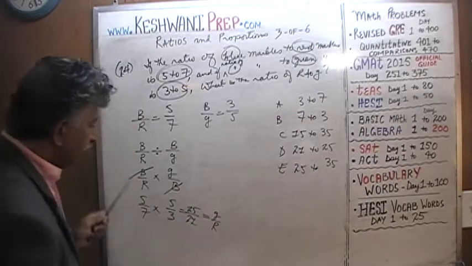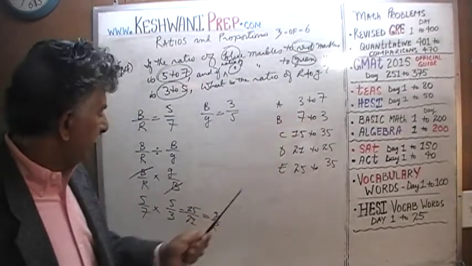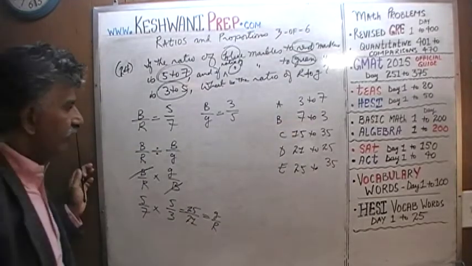So this is green to red. We're not interested in green to red. We are looking for red to green. So red to green is going to be 21 to 25. The answer is D.